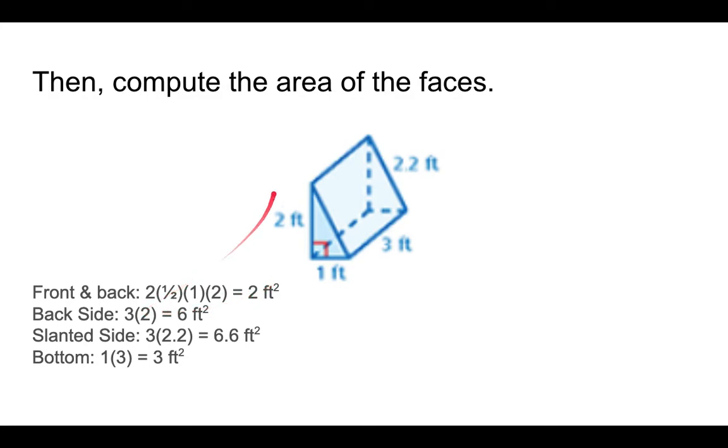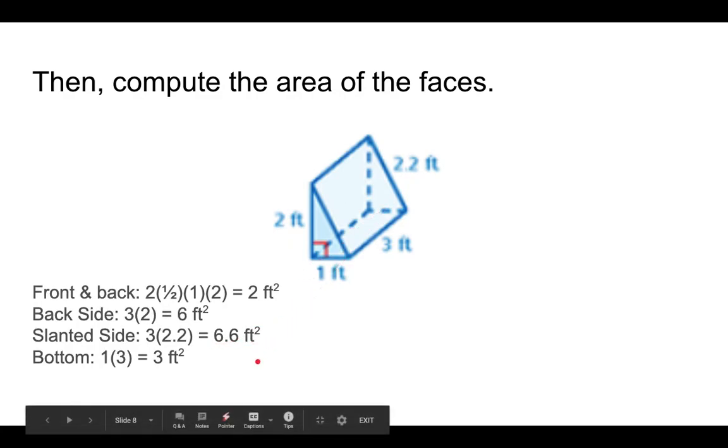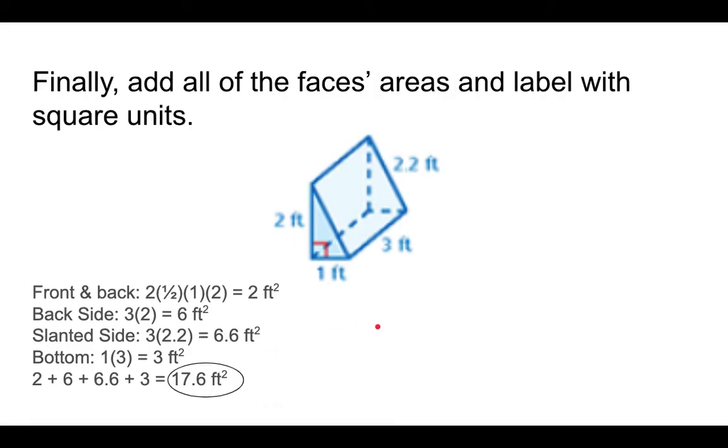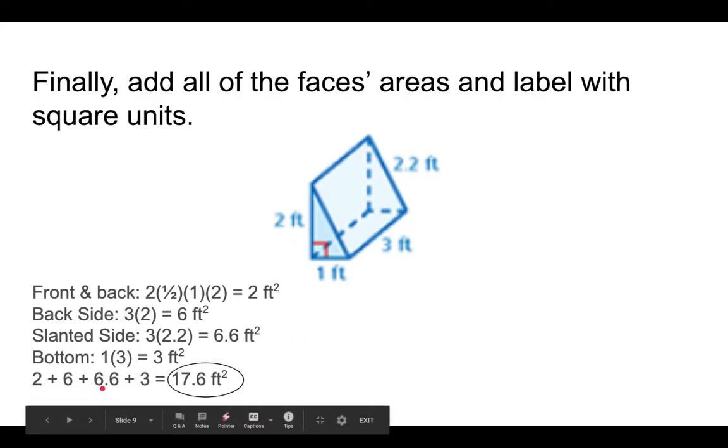You've got the back side over here again. That's 2 by 3. So that's 3 times 2 is 6 feet squared. The slanty side is the 3 times 2.2. So that is 6.6 feet squared. And then the bottom is 1 by 3. So 3 feet squared. And finally, add all of the faces' areas and label with square units, in this case, square feet in particular. So we got 2 plus 6 plus 6.6 plus 3 to get 17.6 feet squared.